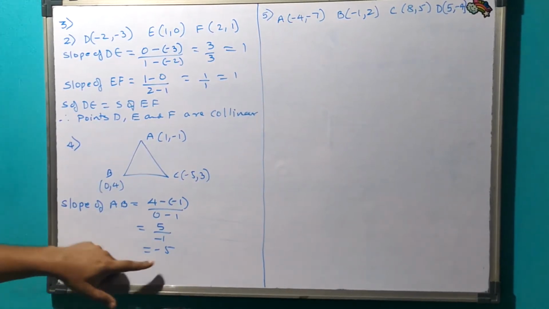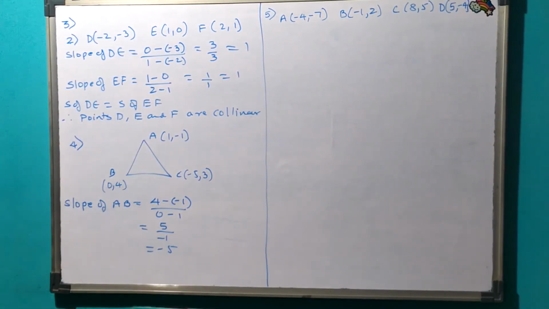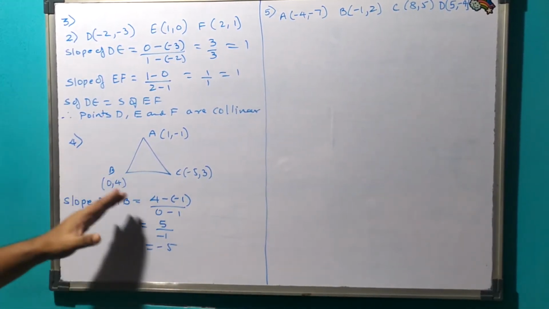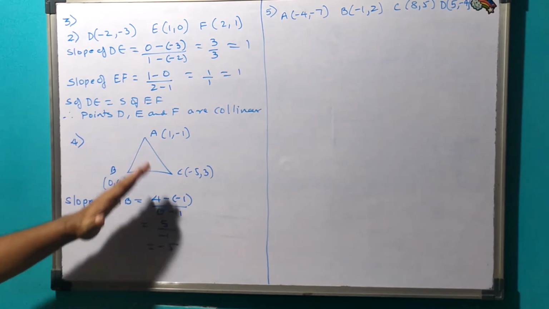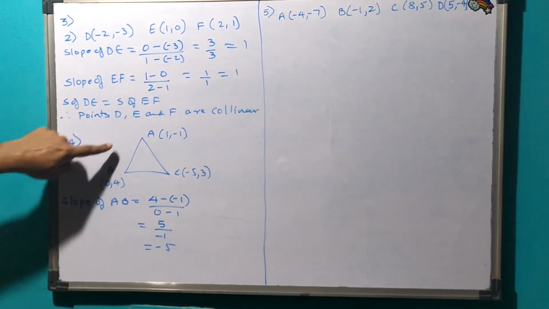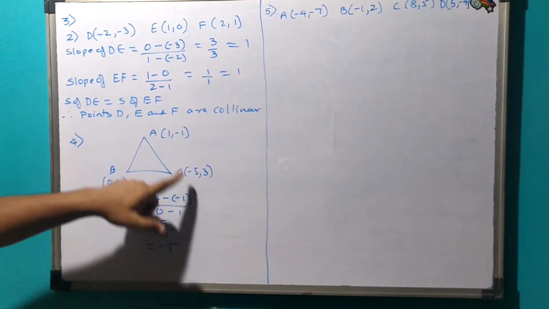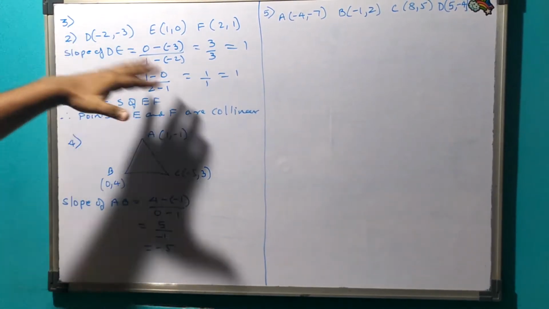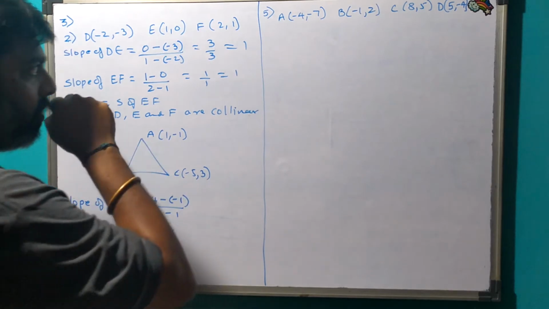See, the slope of AB is minus 5. Since it is a triangle, their slopes will not be equal. So find out the different slopes and see what slopes come. I have found it for AB, you should find it for BC and AC. Write the slopes and solve it. Various sums you have to solve, which I am doing.